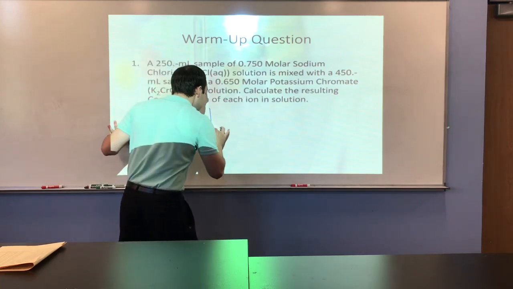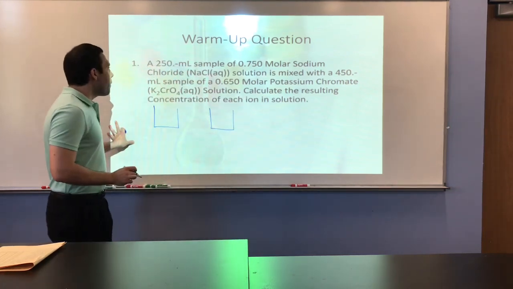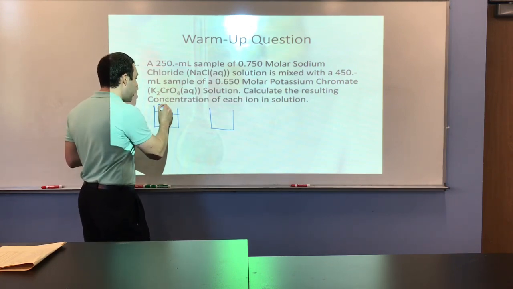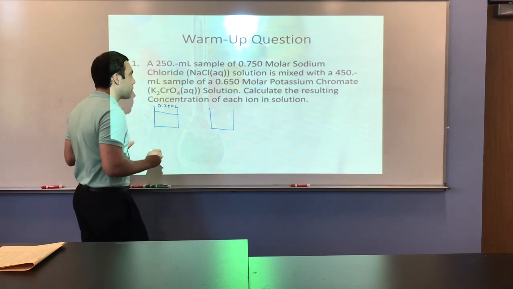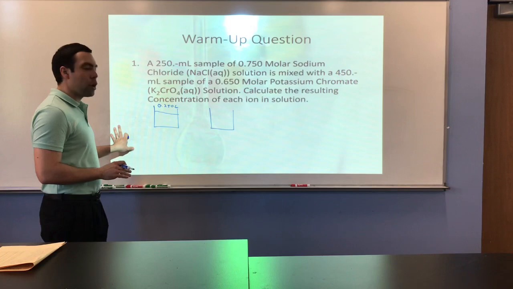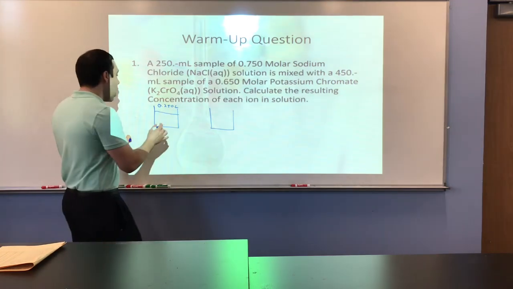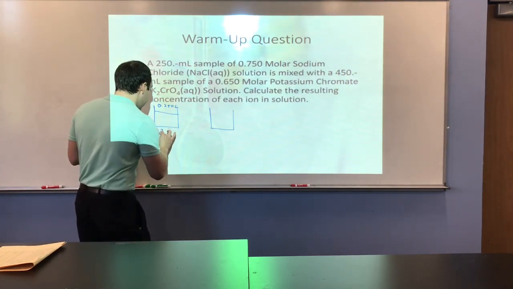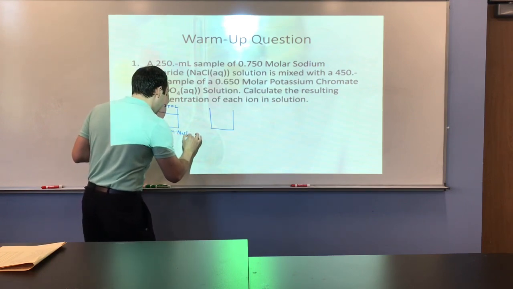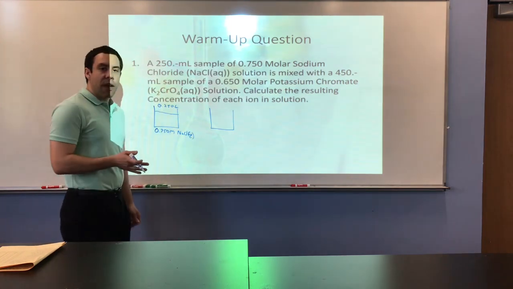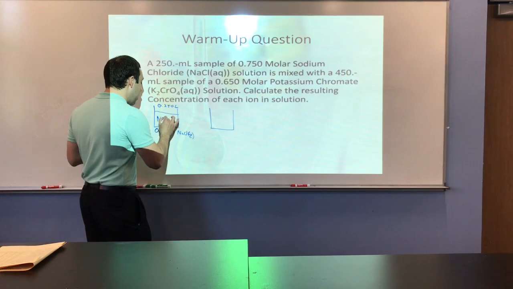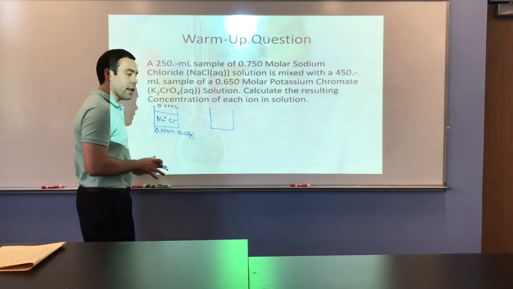We have 2 beakers. The first beaker is 250 milliliters, so 0.250 liters, of 0.750 molar sodium chloride. So let's put that on the bottom, 0.750 molar NaCl aq. When we dissolve sodium chloride in solution, it breaks up into Na plus and Cl minus.